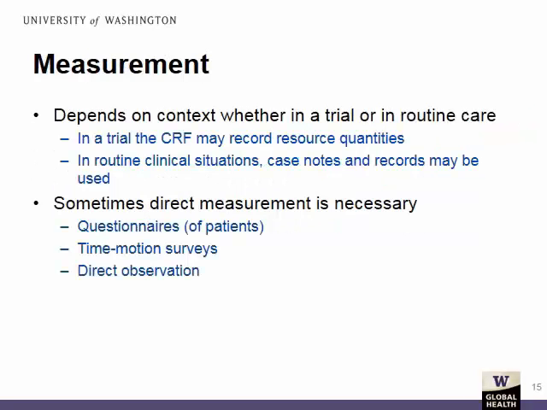Then during measurement, essentially it also depends on context, whether in a trial or in routine care. In a trial, all you need to do is go to the CRF. This is the case report form. For those of you who have participated in trials, there is a form called the case report form, or the CRF, and this CRF will give you everything that the patient has received in lieu of medications, of doctor follow-up, of nurse follow-up, and you can use that to estimate resource quantities.